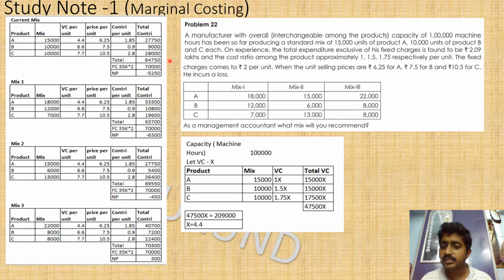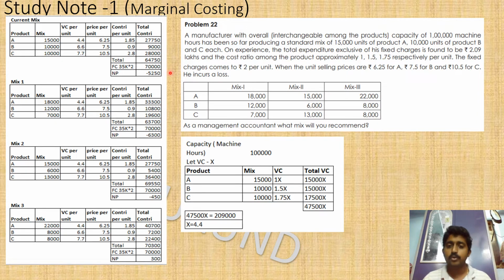Now what is the fixed cost? It is given as fixed charges of 2 rupees per unit. So how many units are you making? 15,000 of A, 10,000 of B and 10,000 of C, putting together 35,000 units. Into 2, 35,000 into 2 is 70,000, which is the fixed cost. 64,750 minus 70,000, your net profit is negative, which means you are making a loss of 5,250 in the current mix.